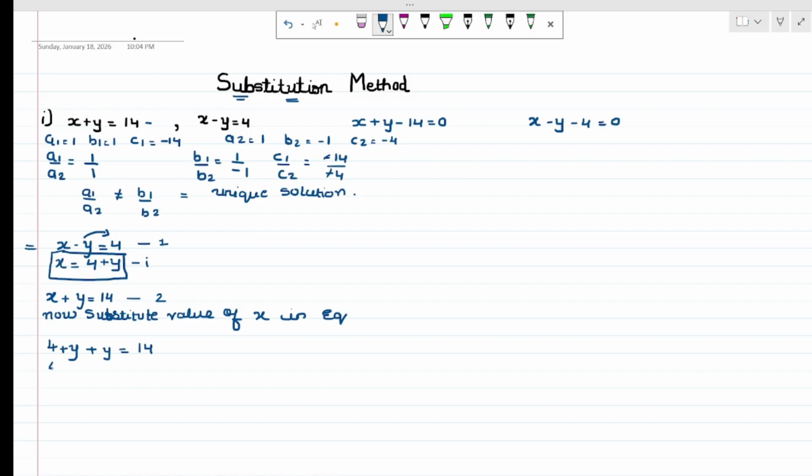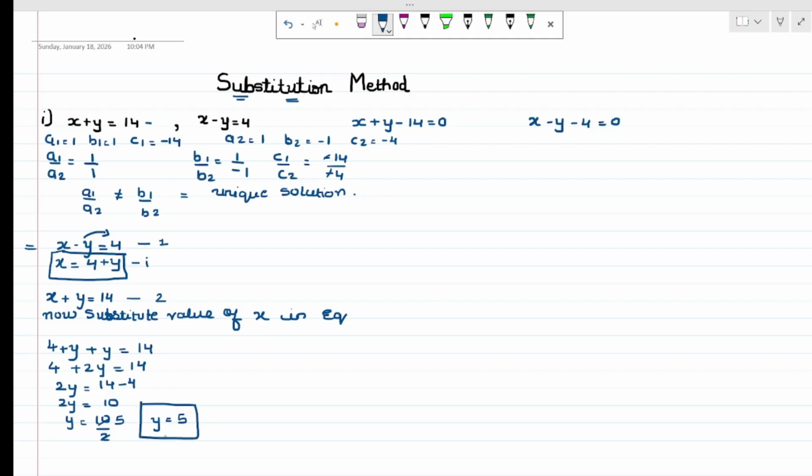y plus y gives you 2y. So 4 plus 2y will be equal to 14. Now the plus 4 changes side, keep the like terms on the same side. So 2y is equal to 14 minus 4. Why does it become minus 4? This positive 4 changed its place and it becomes minus 4. So 2y is equal to 10. 14 minus 4 gives you 10. So y is equal to 10 by 2 and it becomes 5. So I got my value of y equal to 5.